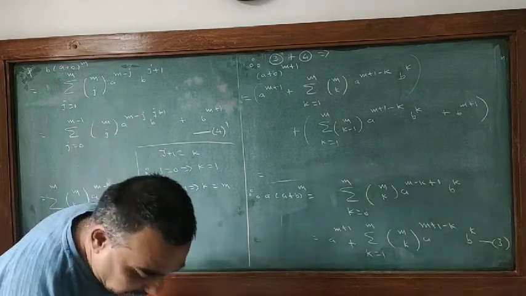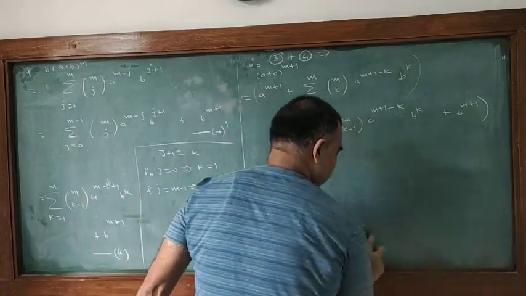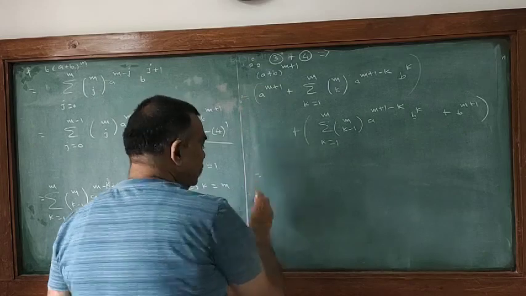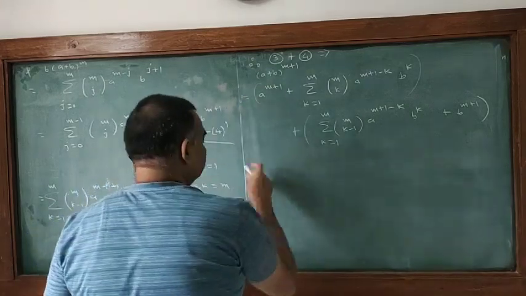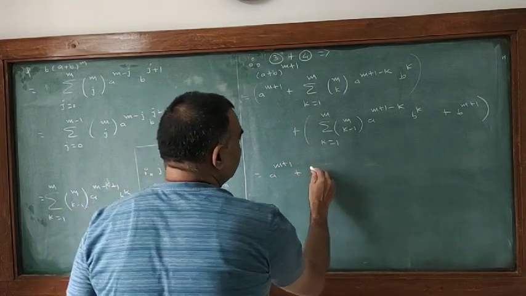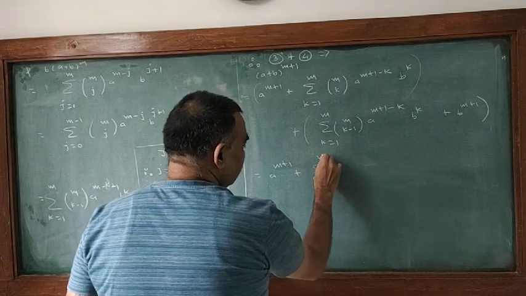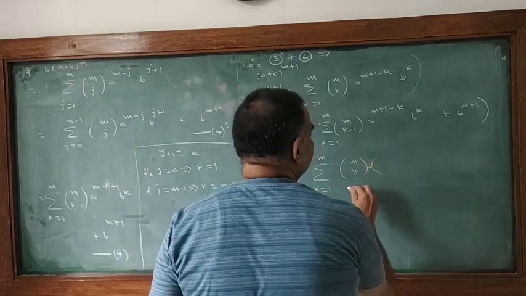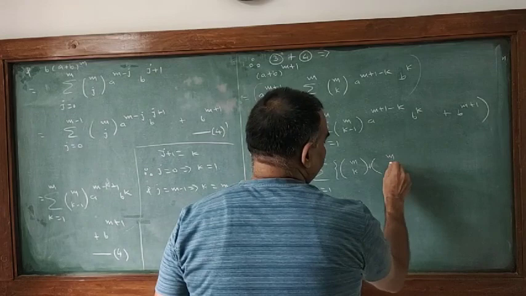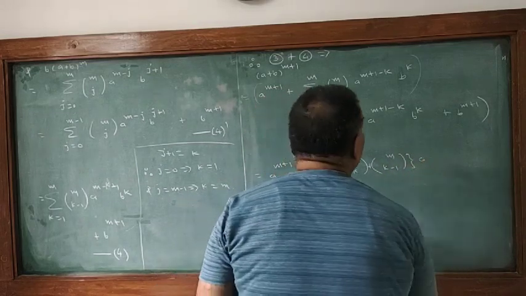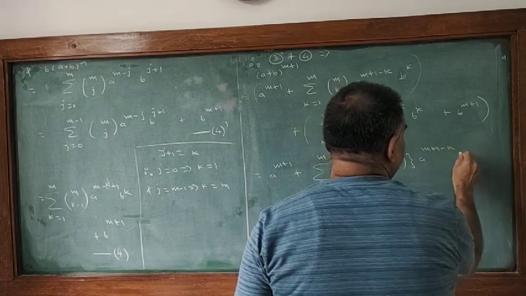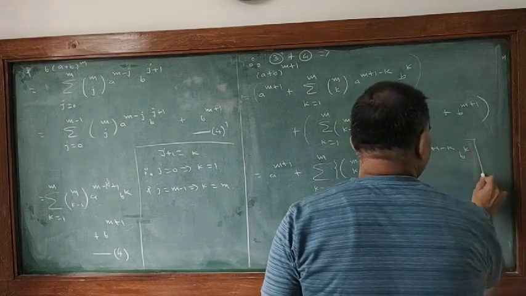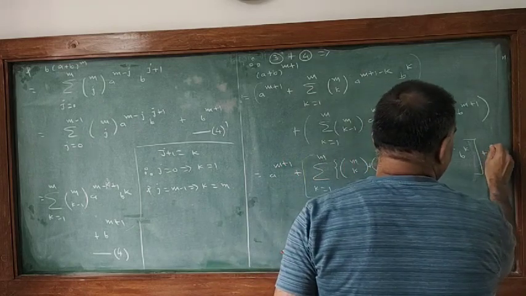Now if we combine both of them, this is equal to a raised to m plus 1 plus sigma k running from 1 to m, mCk plus mCk minus 1, a raised to m plus 1 minus k, b raised to k, plus b raised to m plus 1.